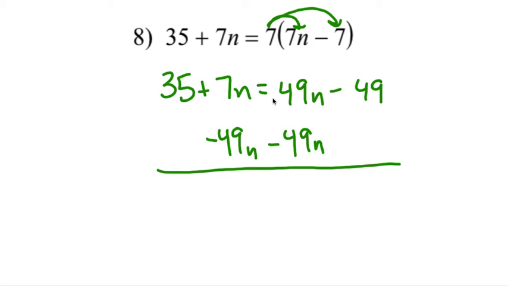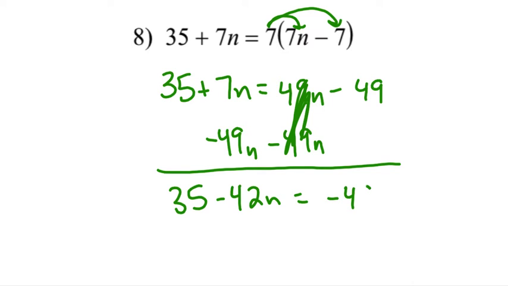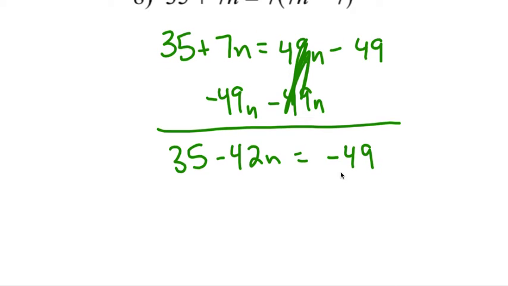So 49 minus 49 is 0. They cancel out. So over here I'm going to bring down 35. 7n minus 49n is a negative 42n. Right-hand side is a negative 49. Okay, so again, just remember to bring that negative sign down with it.